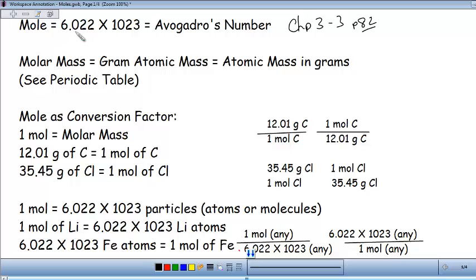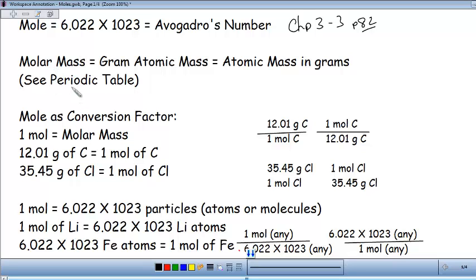A mole is actually a number. The number is 6.022 times 10 to the 23. Okay, this should be a superscript here. And it's also known as Avogadro's number. All right, Avogadro didn't actually arrive at it, but his work brought them to it.